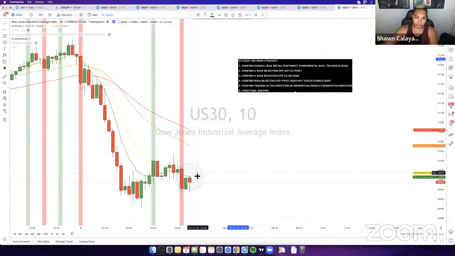So for example, here I have the wick rejection off the pivot. We have a sell momentum right here. That's going to be requirement 2. Overall bias was a sell today, so requirement 1's met.